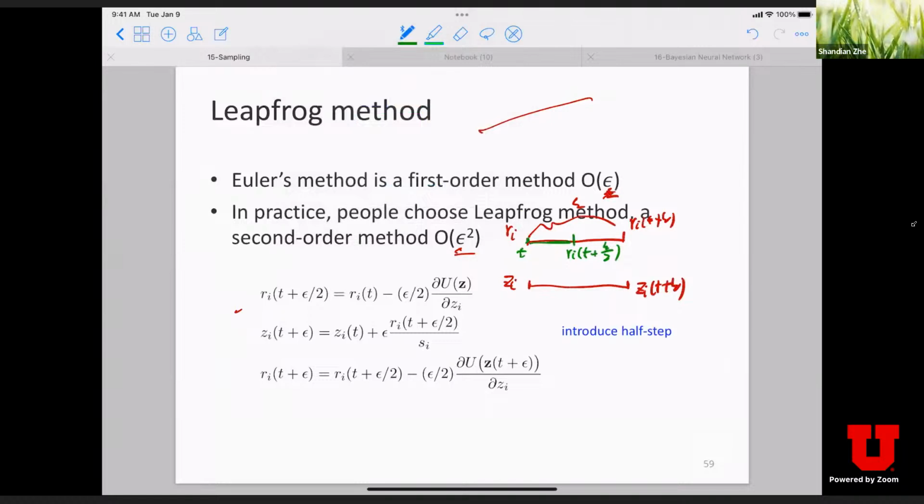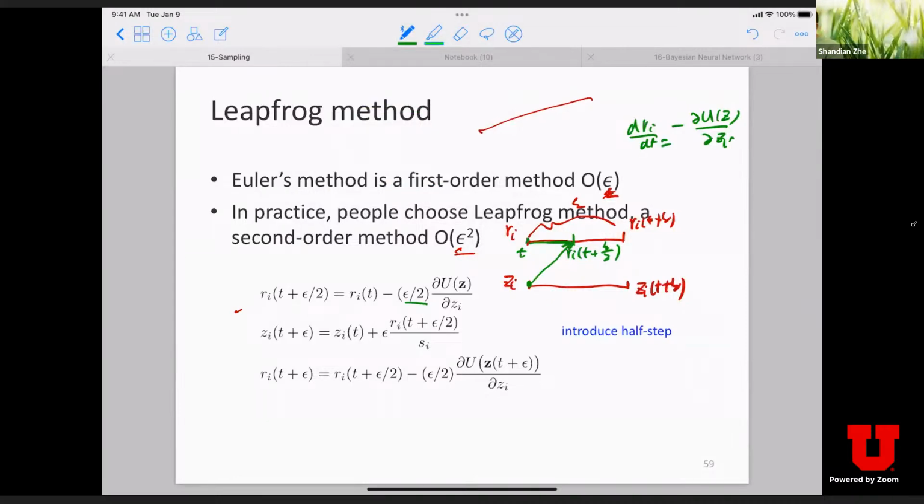We know that dRi over dt is actually the negative partial of U(z) over partial zi. U is the potential energy, with the corresponding zi. So you need to compute your U gradient at zi, and then you treat this as a constant gradient. You just multiply by half epsilon, and you get your intermediate state of Ri.